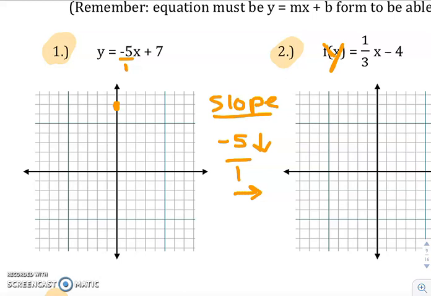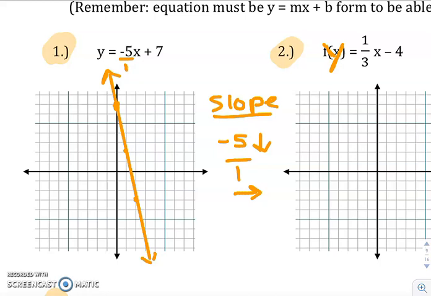So to get some more points for your line, now you can use that slope. So from that y-intercept, we're going to go down 5 spots, 1, 2, 3, 4, 5, and over 1. Then you can make another point by going down 5 more, 1, 2, 3, 4, 5, over 1. So when you guys draw this, try to draw it straight. But then that is going to be your line.